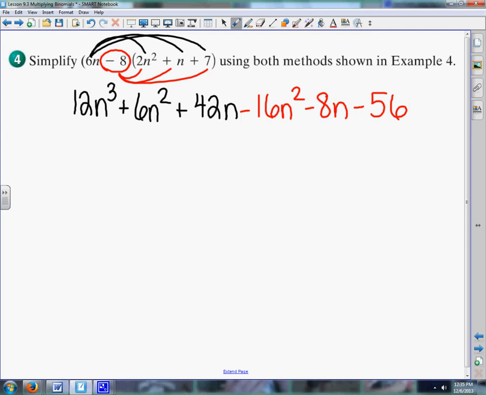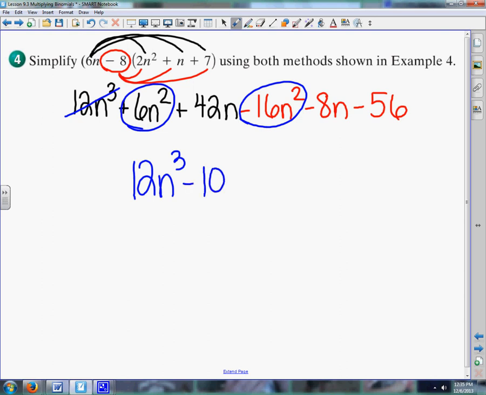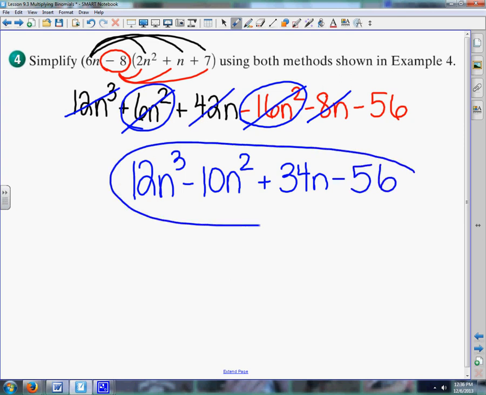Now I combine like terms. Well, I don't have any other n cubes, so that's my only one, 12n cubed. I have a negative 16n squared and a positive 6n squared, so that's going to be negative 10n squared. So those are done. And then I have a 42n minus 8n, so that is 34n. And then those are done, and then I have minus 56.